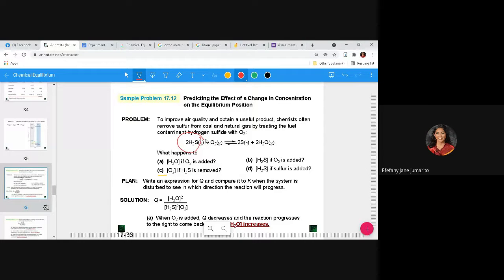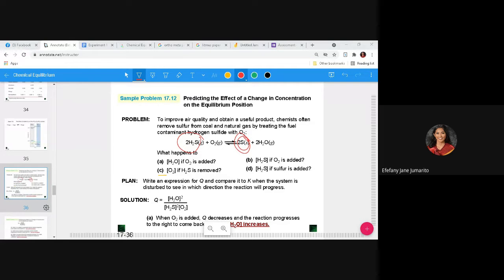What will happen to H2S if we add sulfur? What will happen to H2S if sulfur is added? So class, what will happen to H2S? It won't change? Okay. Now, very good.